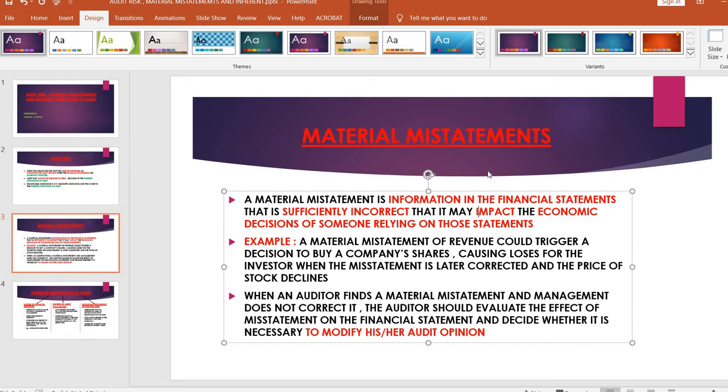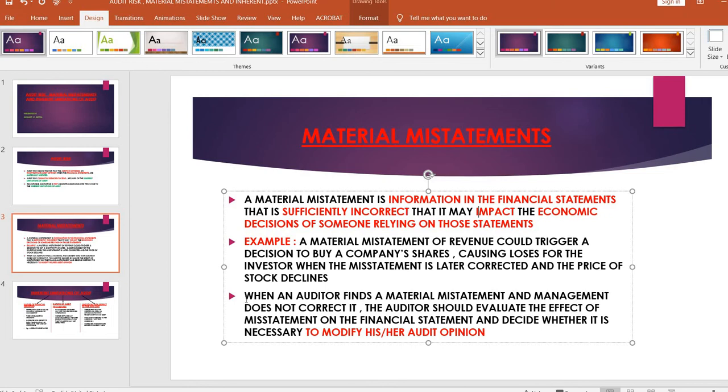So such a decision might impact the economic decisions of these users, okay, and if it is sufficiently incorrect, then it is called a material misstatement, right? So a material misstatement is information in the financial statements that is sufficiently incorrect that it may impact the economic decisions of someone relying on the statements, right? Example I gave you my own, but this is the same thing here. A material misstatement of revenue could trigger what? A decision to buy a company's shares, causing loss for the investor when the misstatement is later corrected and the price of the stock declines, right? So I hope that example is clear.